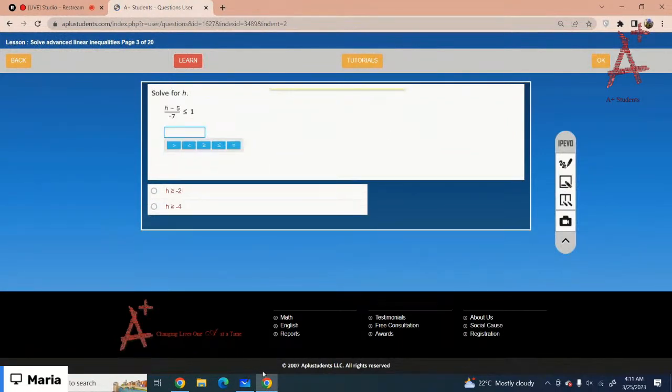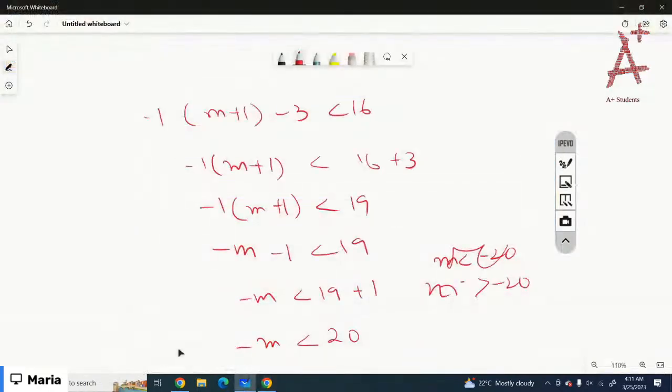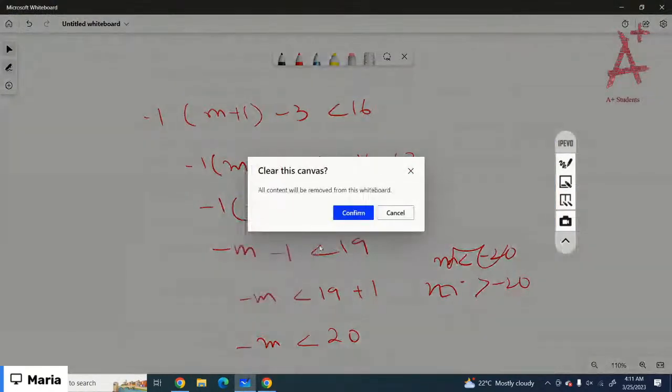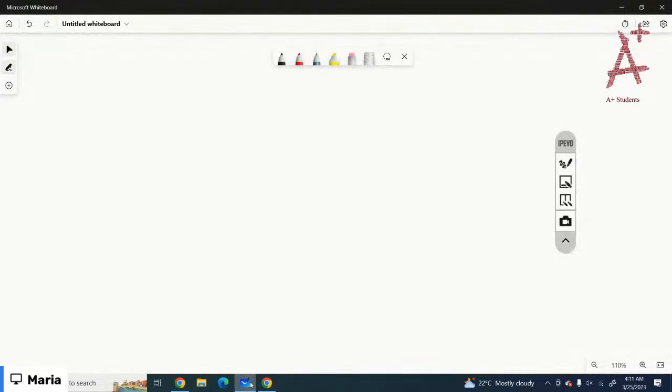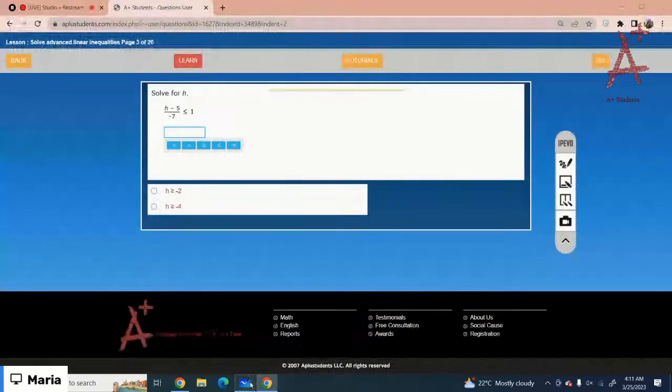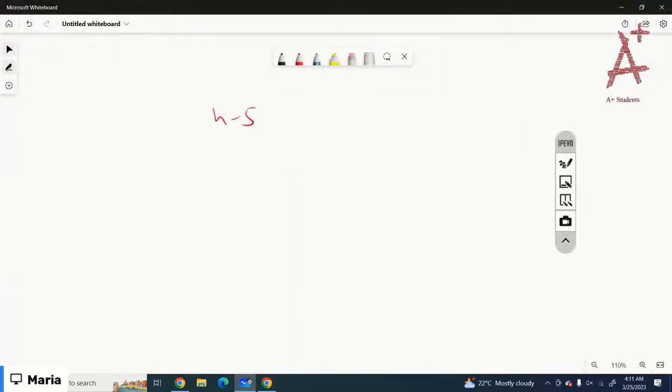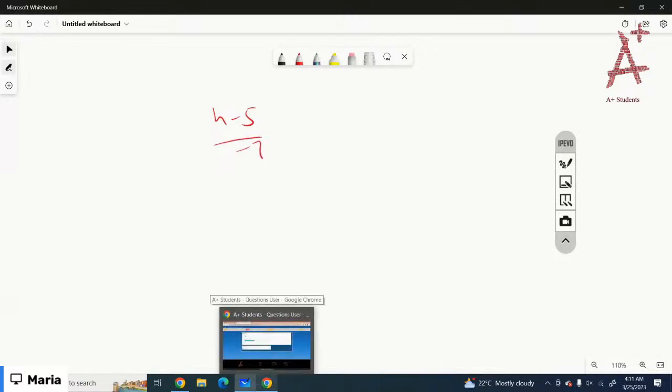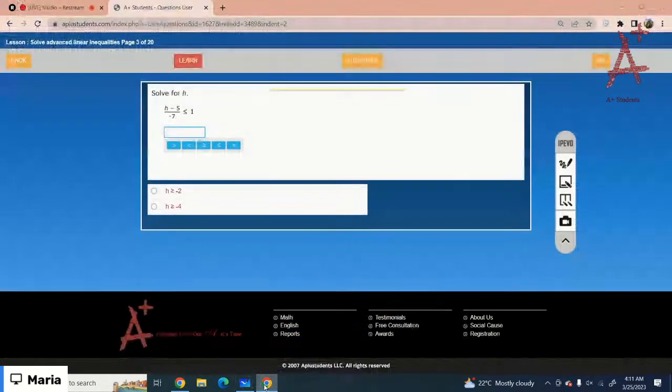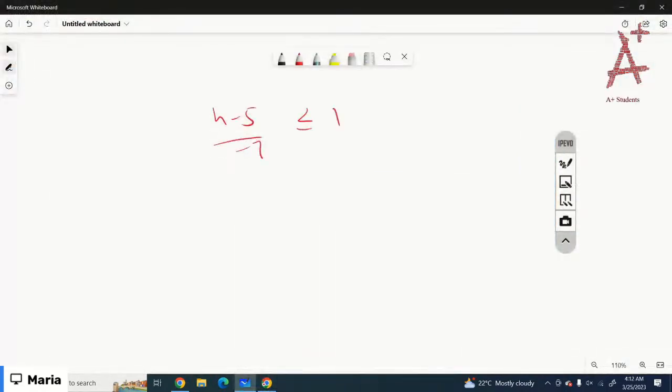Okay, the next one is solve for h. Okay, it would be h minus 5 divided by negative 7 is less than or equal to 1. Okay, first of all, we have to remove that negative 7. So let's just multiply both sides of the equation by negative 7.